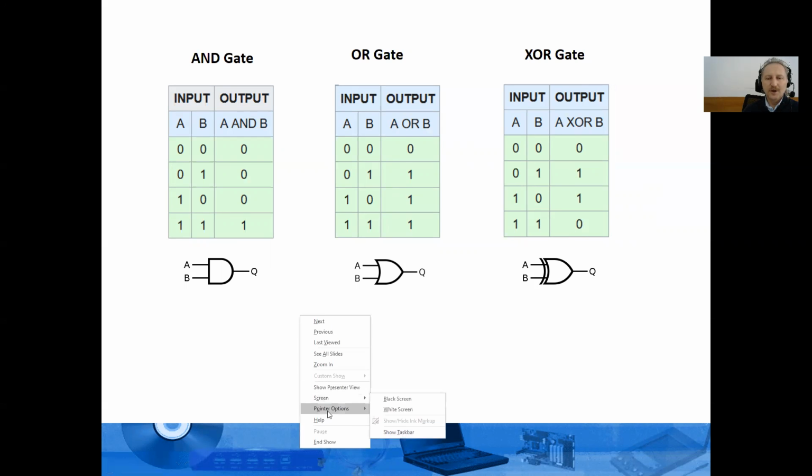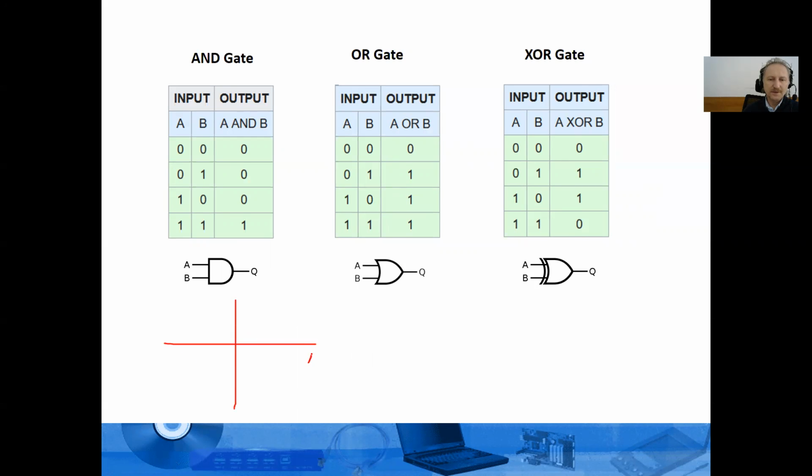What does it mean? To understand this, let's plot their outputs. For example, this one A, this one B: 0, 0 here; 0, 1 here; 1, 0 here; 1, 1 here. Yes. Let's plot this, A and B. 0, 0, this place. 0, 1, this place. 1, 0, this place. 1, 1, this place.